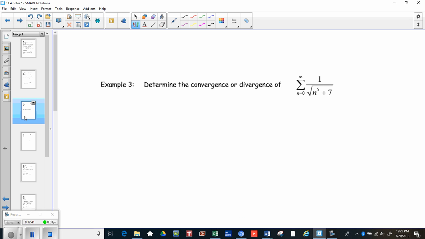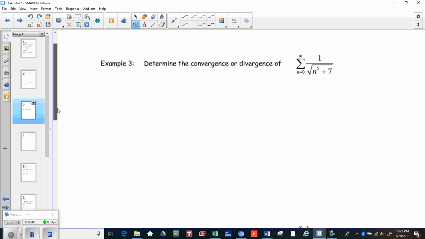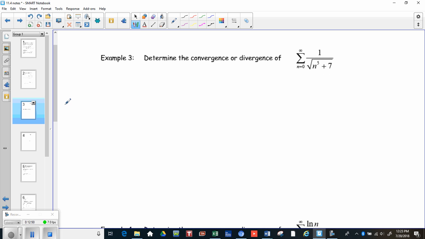All right, third example. This one we actually have to do some work on. So let's see, we've got the sum of 1 over the square root of n to the 5th plus 7. So we'll call this a sub n. What it looks like is I'm going to look for the dominant term in the denominator and the dominant term in the numerator and kind of see how that plays out. Well, 1 is just 1, so that's not a big deal. The dominant piece down here is really this n to the 5th, but it's the square root. So the dominant part of the denominator is really going to be an n to the 5 halves.